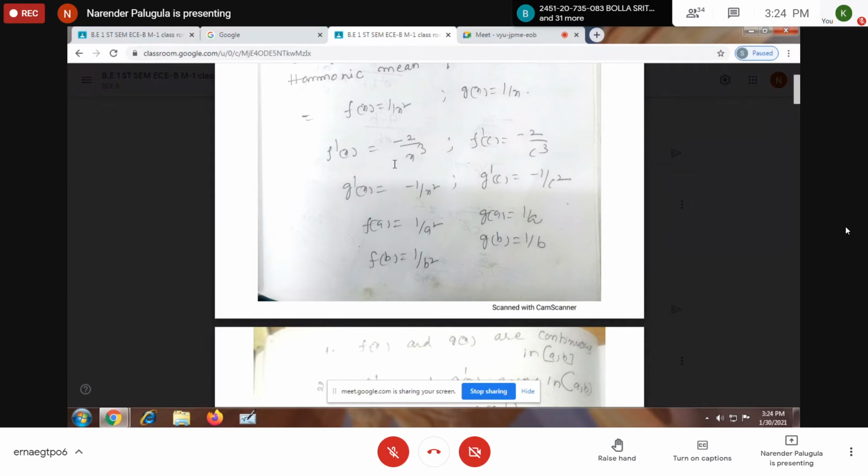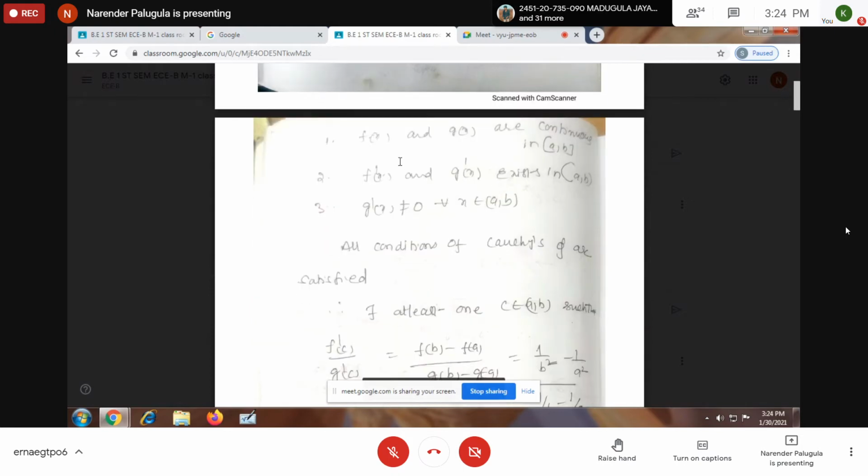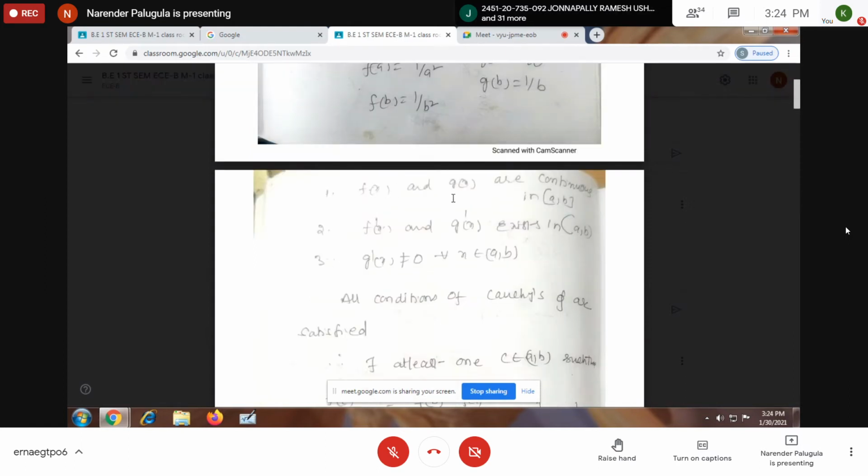Differentiable implies it is continuous. It is not given in the question, but you are supposed to mention here that g dash x, f dash x both are differentiable and hence they are continuous. Then you proceed for the conclusion. Now let us substitute the values f of a, g of a, f of b, g of b. Now write the conditions of the theorem. f of x and g of x are continuous in AB.